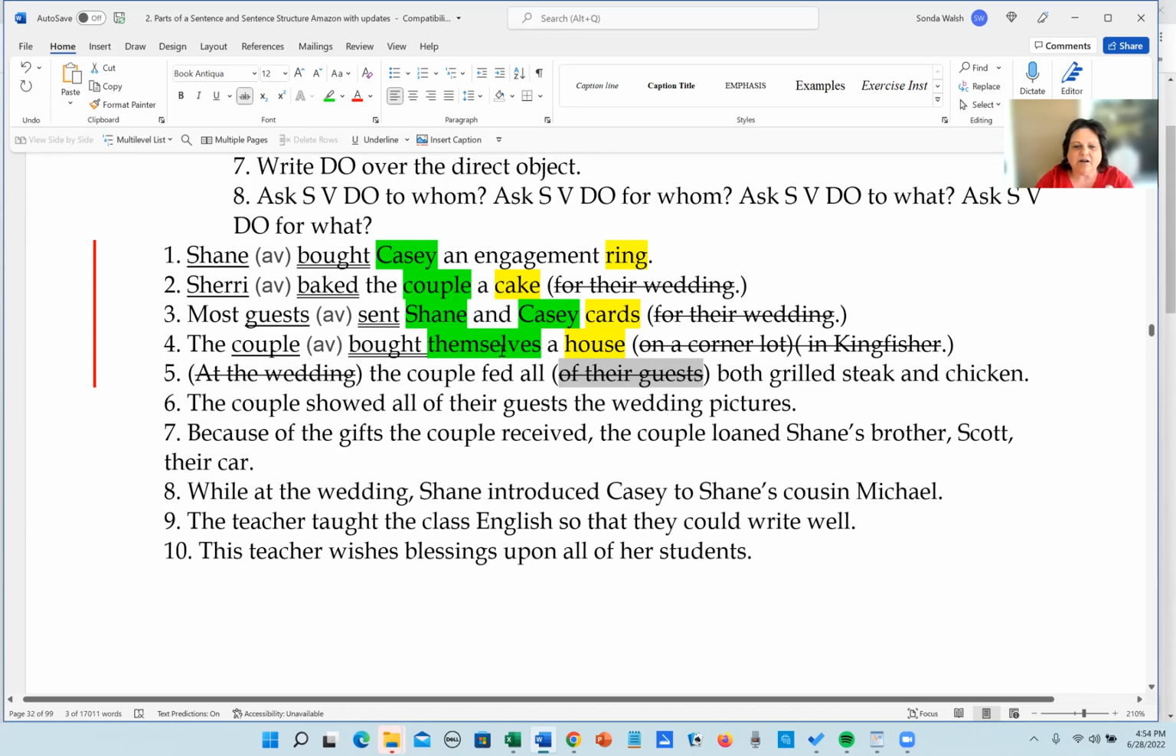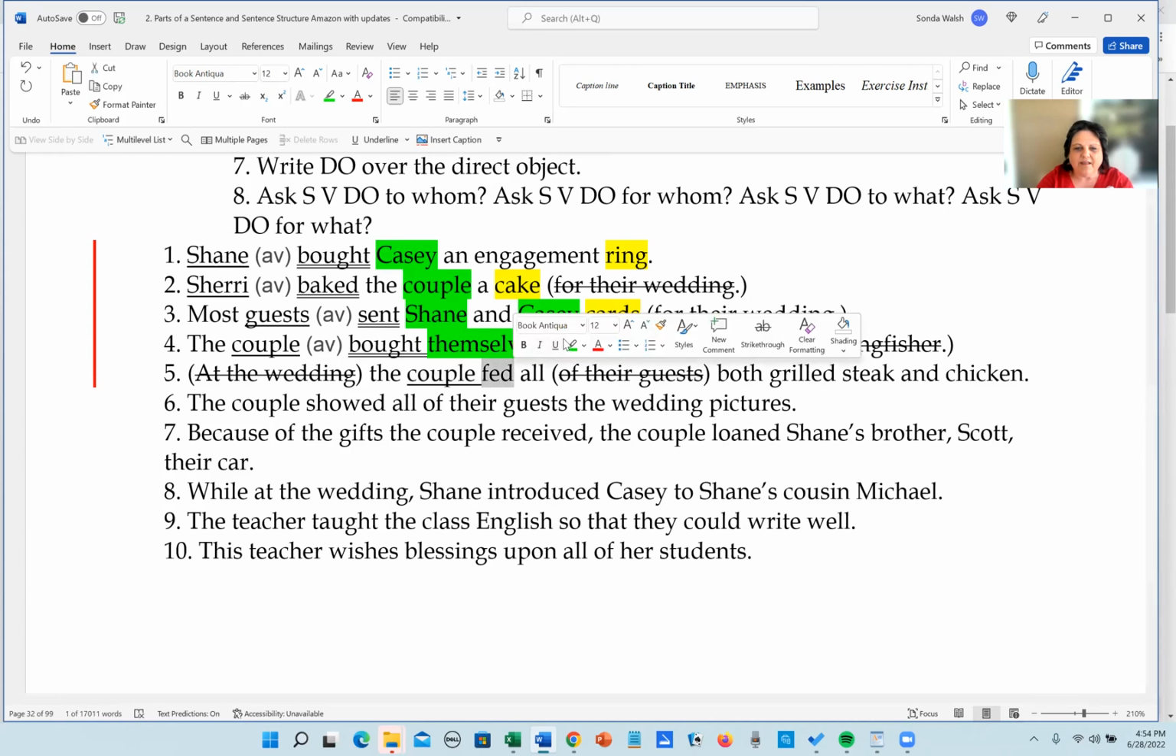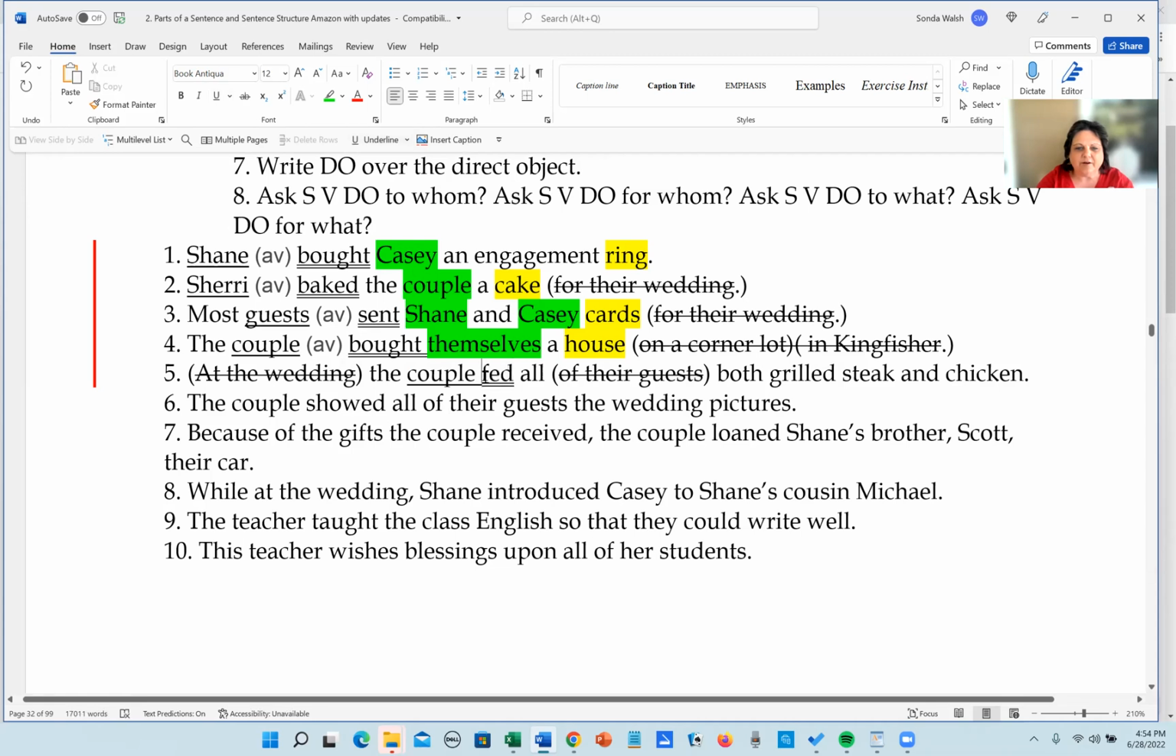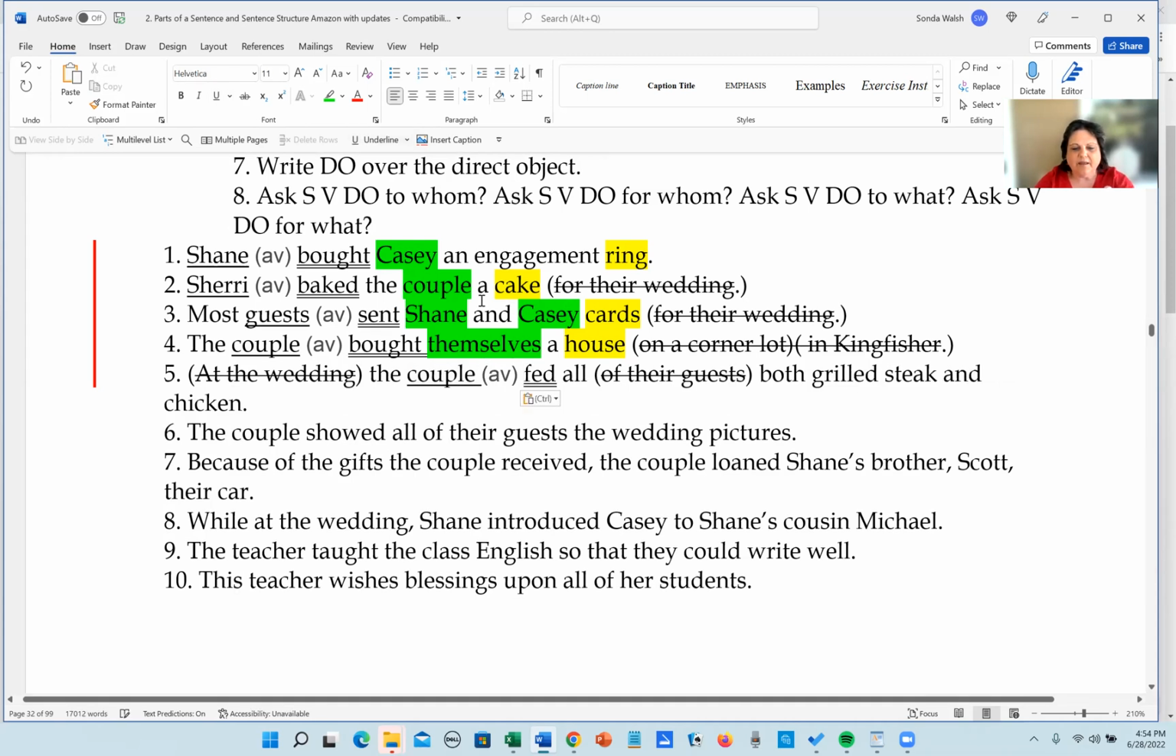We need to find our subject. So who is the sentence about? It is the couple. Couple is the subject. So I'll underline that one time. What did they do? They fed. They fed is an action verb. Always identify the type of verb. This is an action verb. So the couple fed who? The couple fed what?